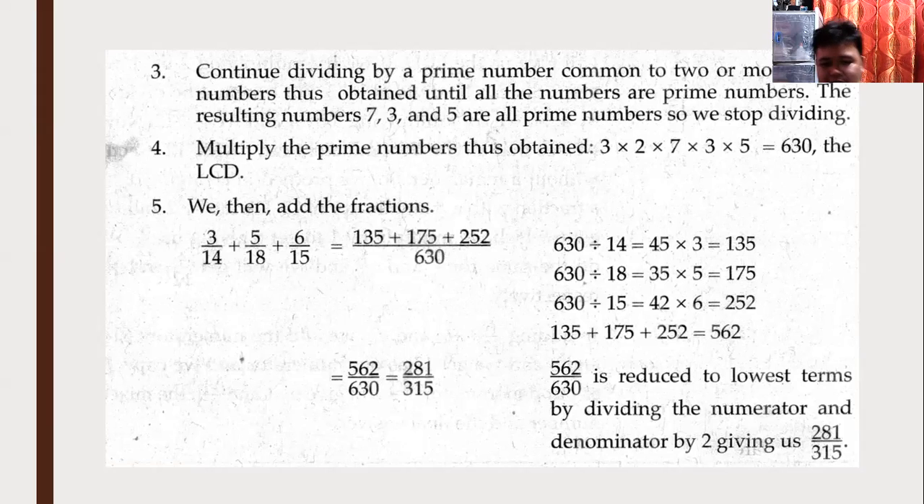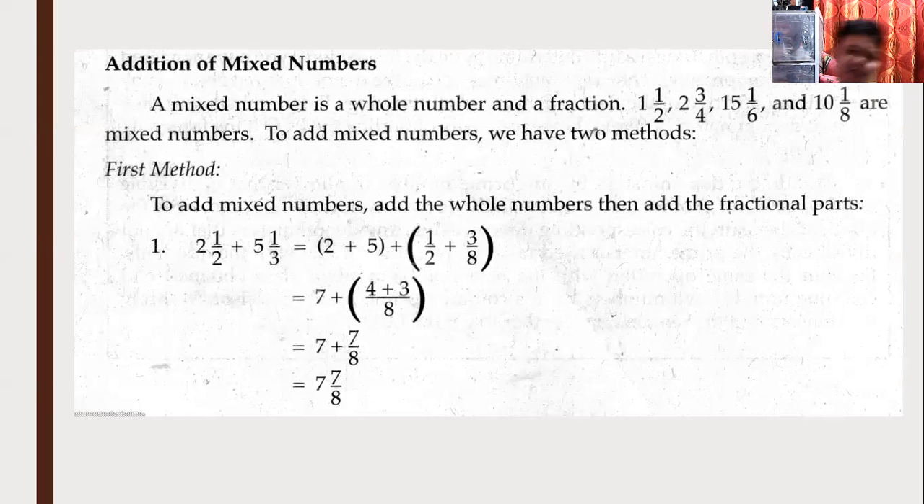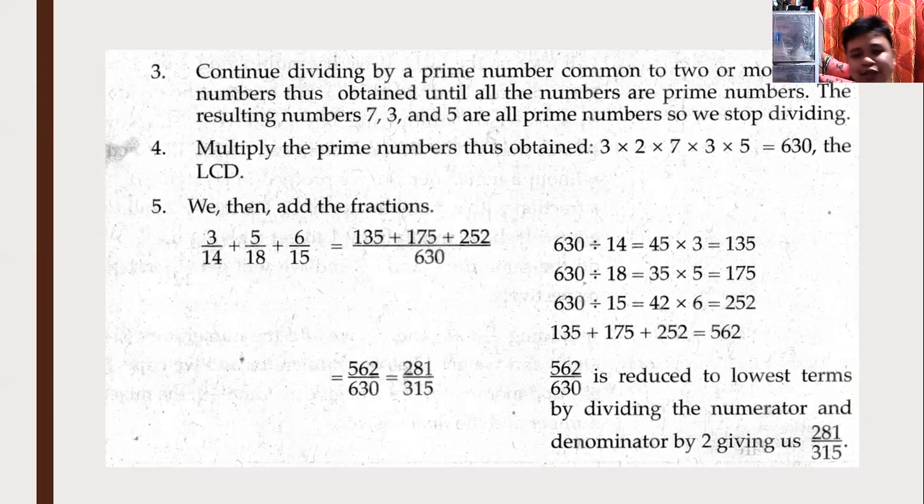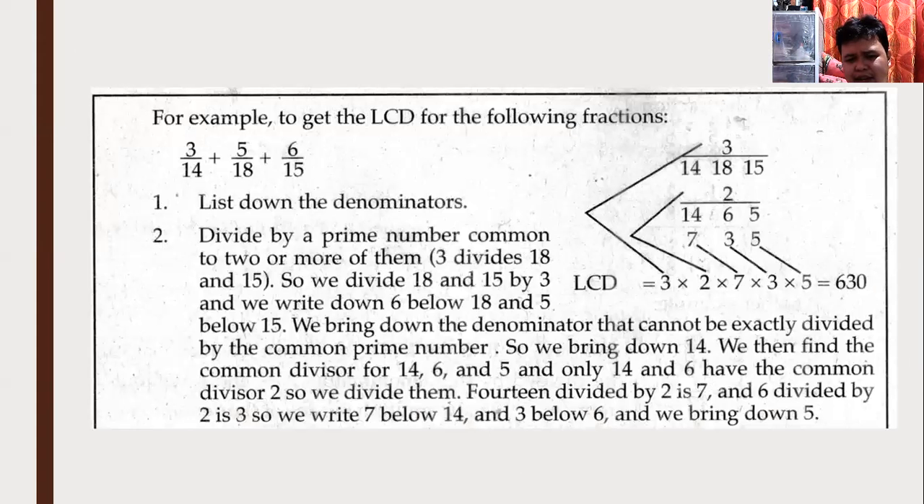So, anong nangyari? 135, add mo yung 175, then add the 252. Equals 562 over 630. So, ni-reduce naman sa lowest term by dividing numerator and denominator. I-divide sila sa dalawa. Ang kinalabasan is 281 over 315. So, yun yung kinalabasan niya. So ngayon, pasok na tayo doon sa addition of mixed numbers. May katanungan pa ba doon sa LCD? Pwede naman natin yan iulit.